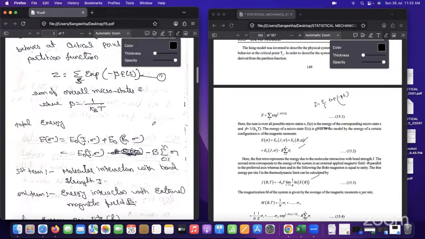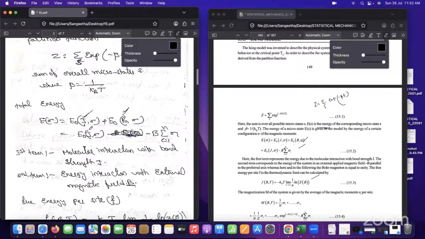Next, what is the total energy? Total energy is in terms of J and in terms of the magnetic field B. Here B is the magnetic field and J is the bond strength. What is J here? J is the interaction due to the bond strength, and B is the interaction due to the magnetic field.